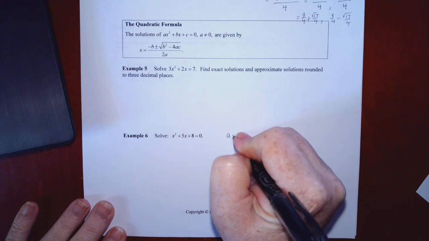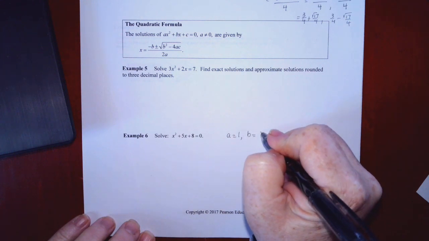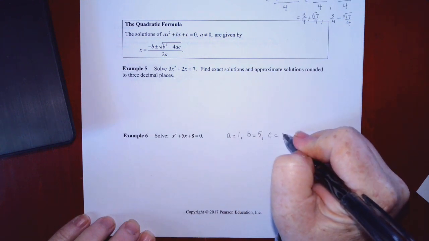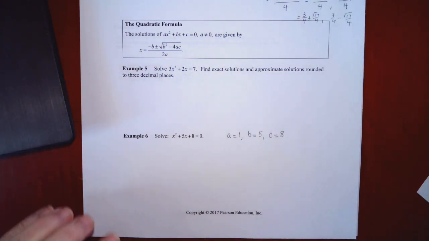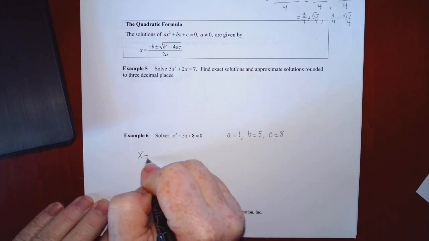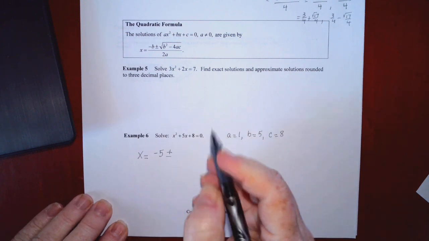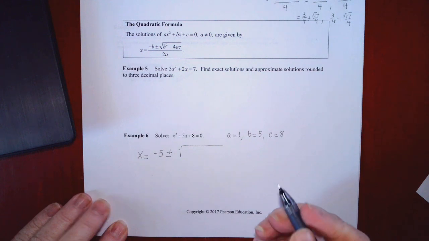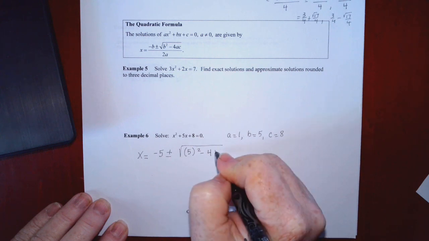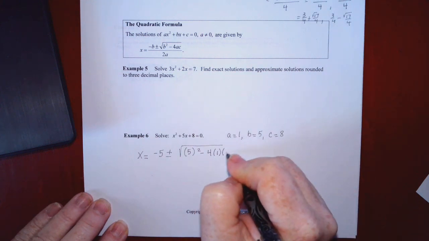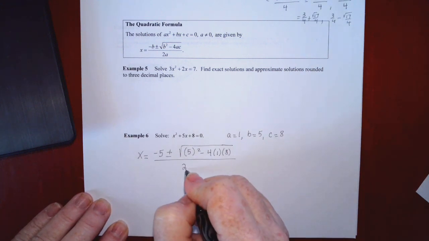So I need to identify A. It's the coefficient of the squared term. B is the coefficient of the linear term. And C is the constant. So we would have x is equal to negative b plus or minus the square root of b squared minus 4ac, all over 2a.